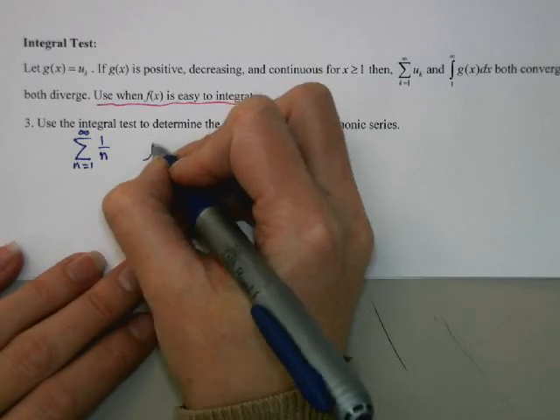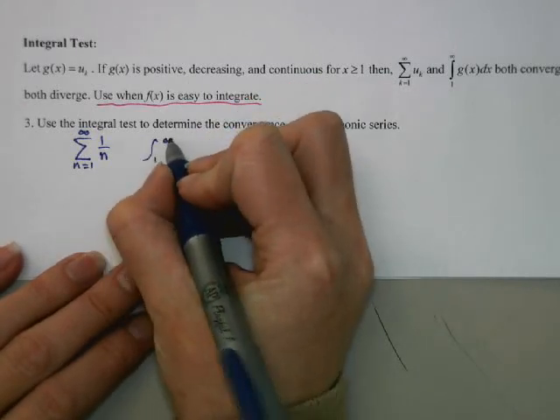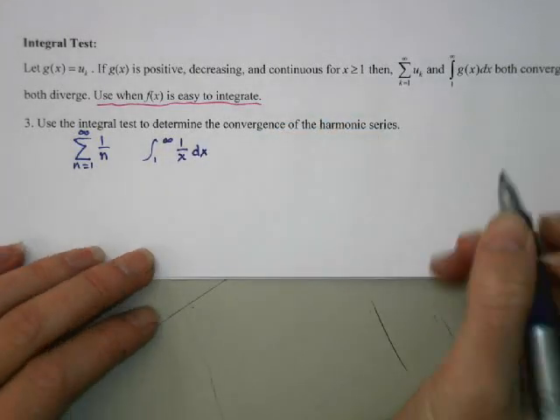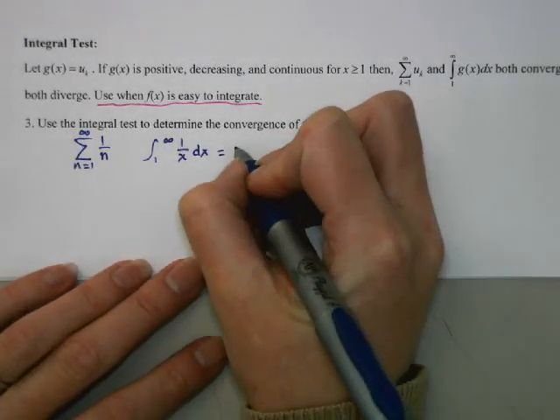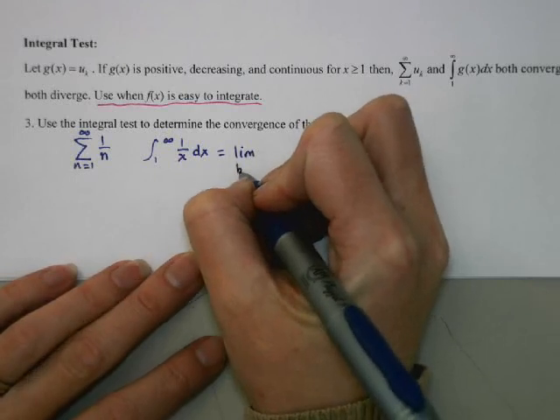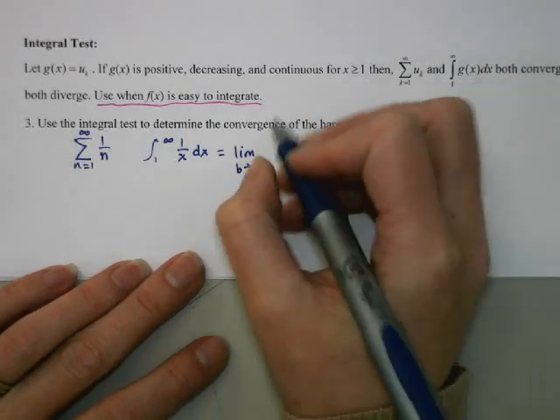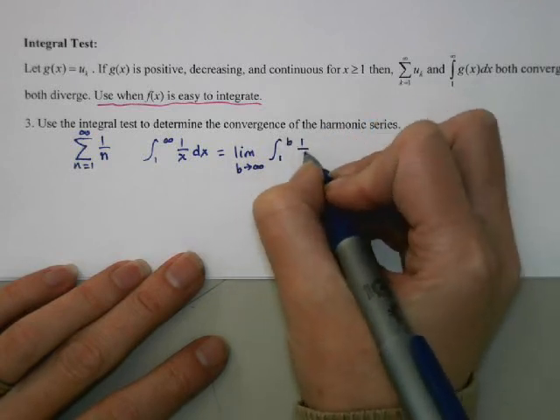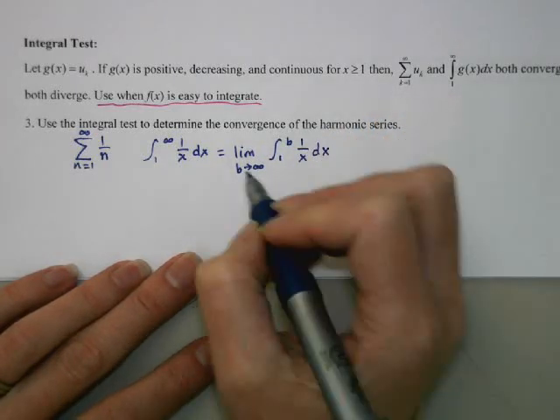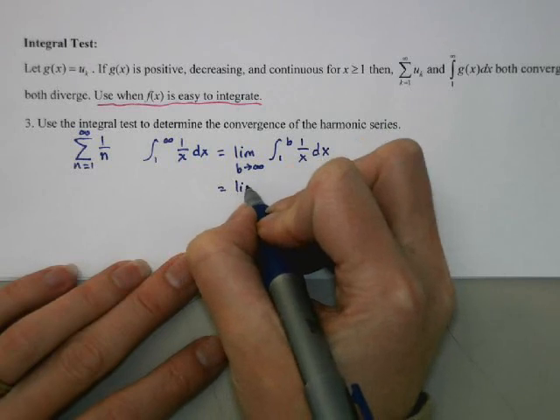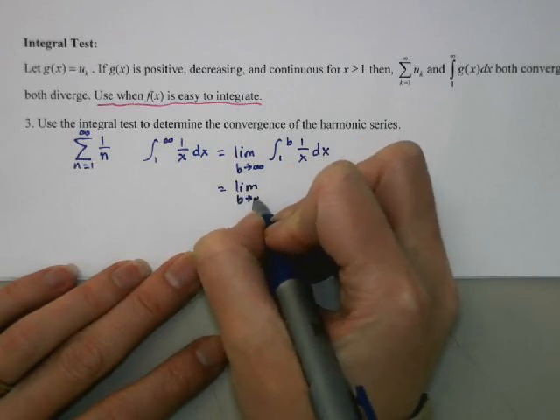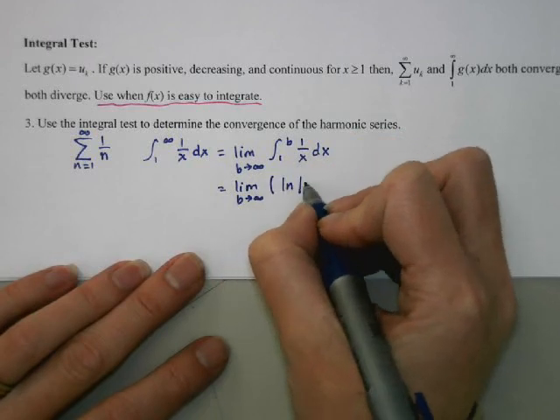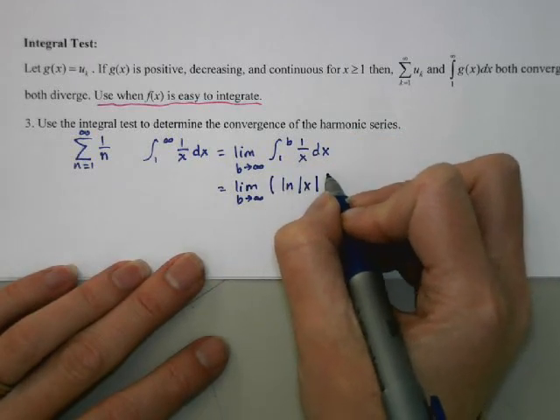So we're going to do the integral from 1 to infinity of 1 over x dx. So we'll look at the limit as b goes to infinity of the integral from 1 to b of 1 over x dx. Well, the integral of 1 over x is natural log x.